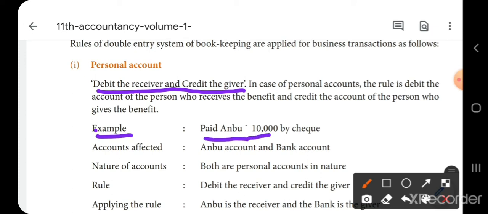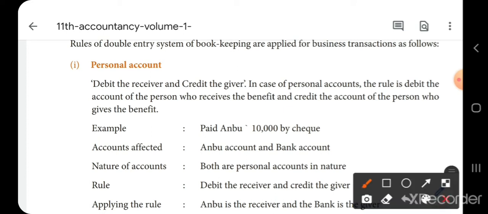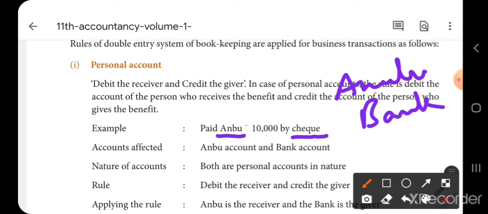Paid Anbu by cheque. When a transaction is given, what is the first step? You should analyze the transaction and find out what accounts are involved. Always 2 accounts will be involved, okay, 2 or 3. Now, paid Anbu by cheque. What are the accounts involved? Anbu account, and cheque means it is a bank transaction. So the accounts involved are Anbu and bank. Two accounts. Anbu is a personal account. Bank is an artificial person, that is also a personal account.